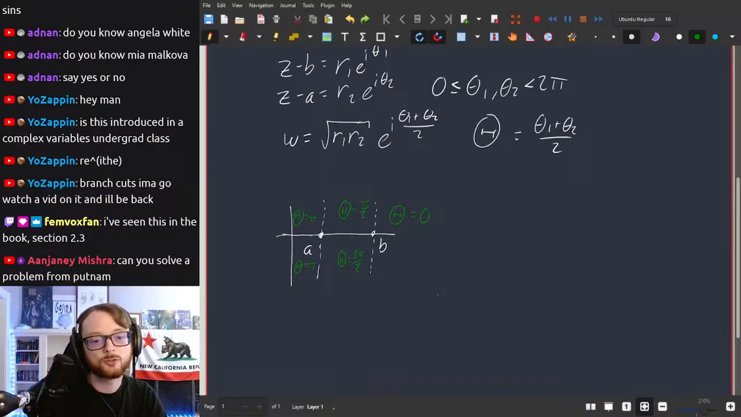But that's when the branch cut kicks in, because we're dividing by 2. And so where we expect... Like, where we started was just root R1 R2, because big theta was 0. But what we're getting, because big theta is 2 pi, is negative root R1 R2.